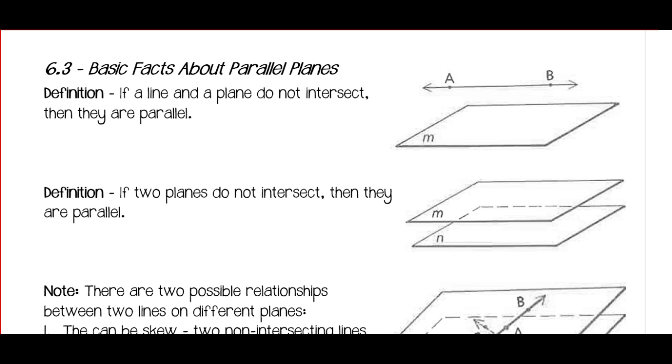So let's start out with a definition. If a line and a plane do not intersect, then they are parallel, just like two parallel lines. So you can see line AB is kind of hovering over plane M. And really I can spin AB anywhere that we would want, and it would still remain parallel, as long as I don't tip one of the ends up or down.